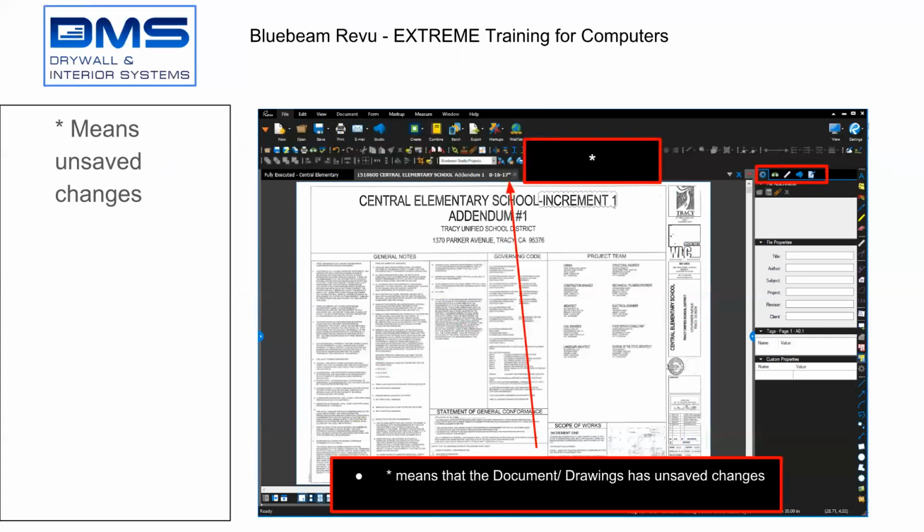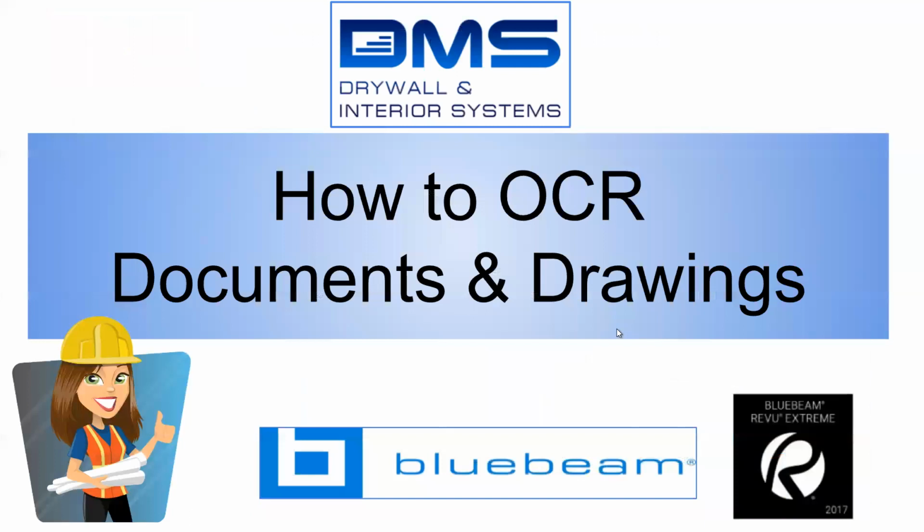One is how to OCR documents. Which documents do you OCR? How often do you do it? How long does it take? The other is how do you set up bookmarks, and how do you set up page labels? Bookmarks and page labels allow us to navigate drawings very quickly. Okay, so let's jump into how to OCR a document. How do you OCR documents, and how do you OCR drawings?